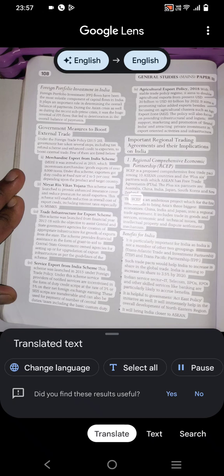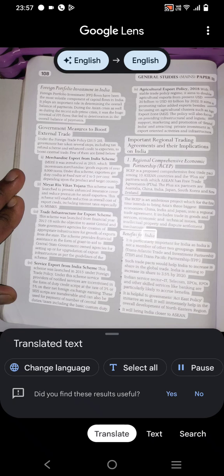The RCEP is an ambitious project which for the first time intends to bring Asia's 3 biggest economies, China, India and Japan, into a regional trade agreement. It includes trade in goods and services, economic and technical issues, intellectual property and dispute settlement mechanism.